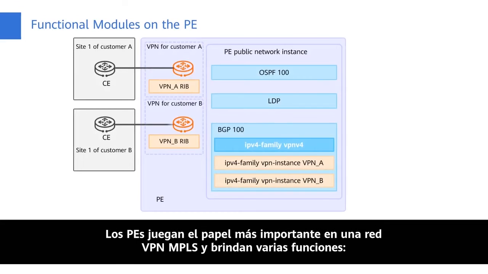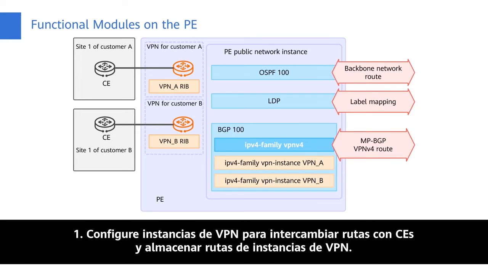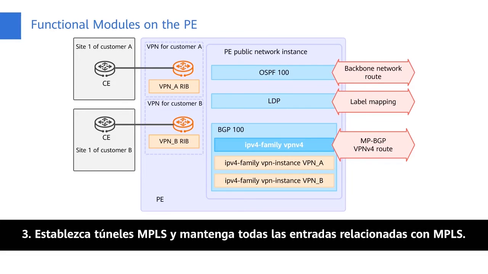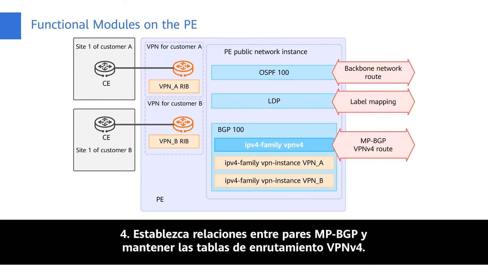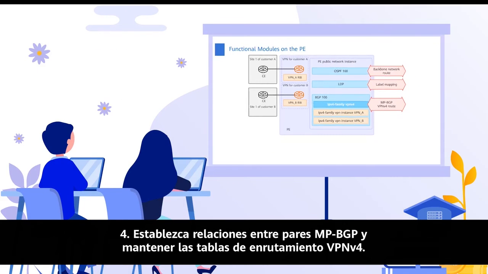PEs play the most important role on an MPLS VPN network and provide various functions. 1. Configure VPN instances to exchange routes with CEs and store VPN instance routes. 2. Establish IGP neighbor relationships on the public network and store IGP routing tables. 3. Establish MPLS tunnels and maintain all entries related to MPLS. 4. Establish MP-BGP peer relationships and maintain the VPN v4 routing tables.